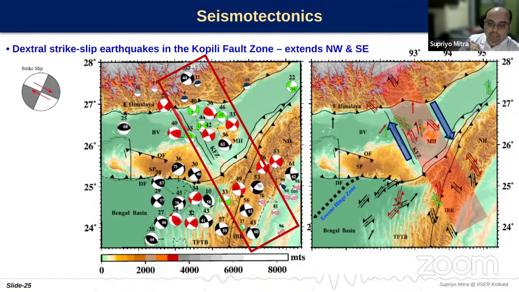So you see earthquakes like those ones there, and also continues down underneath the Indo-Burman ranges. So we have done back projection to look at the propagation of the energy, and we know that it's actually the fault plane, which is northwest, southeast, which causes all these earthquakes. So it's dextral strike slip faulting in the mid to lower crust in the Kopili fault zone.